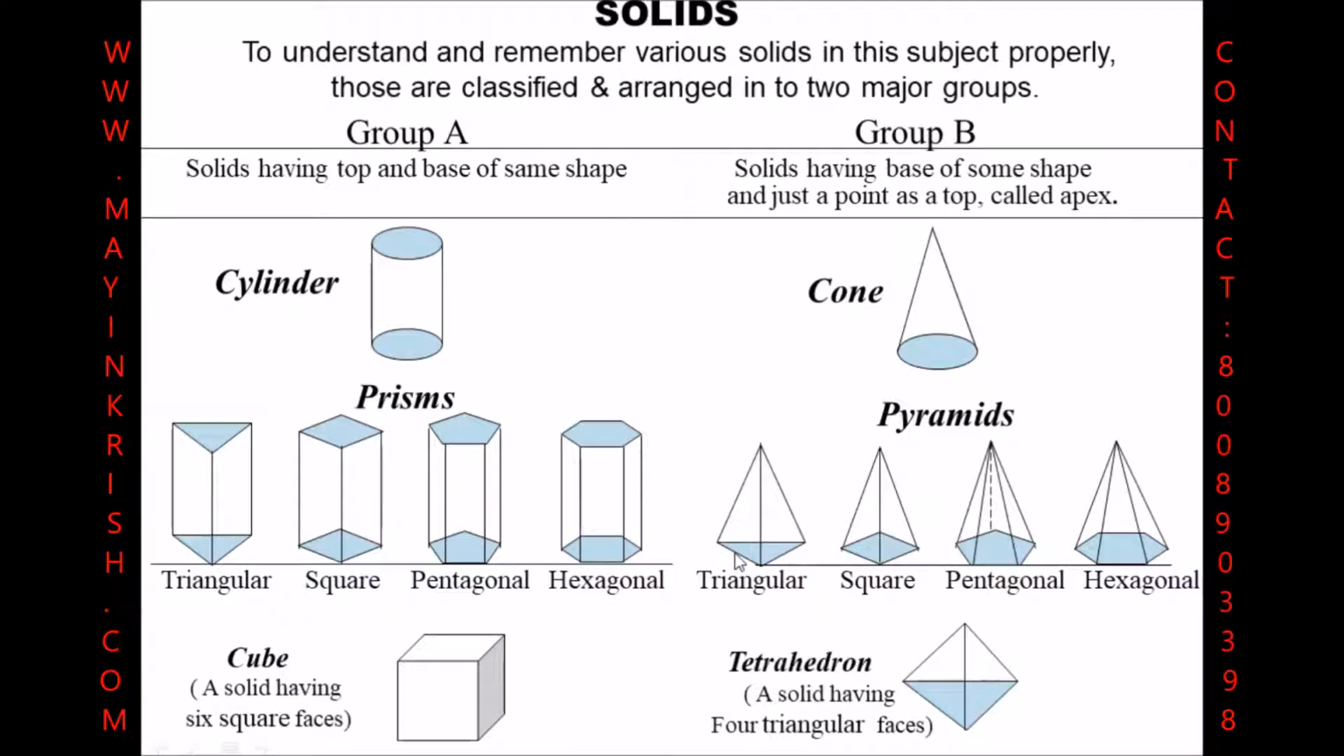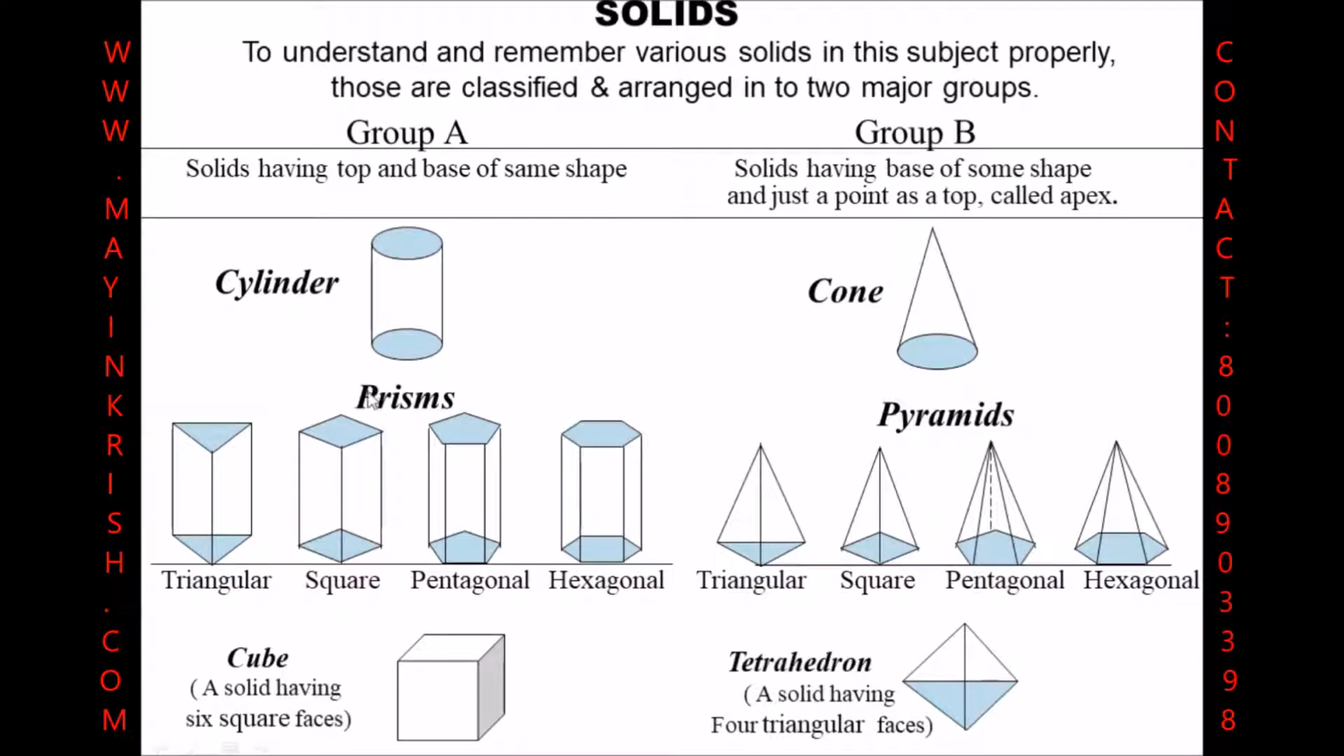Similarly for pyramids, we have only one base and the other is an apex point. Whatever the shape of the base of a particular solid, it will be represented in terms of that particular pyramid. For example, a triangular base shape will be referred to as a triangular pyramid. Similarly, square, pentagonal, and so on.